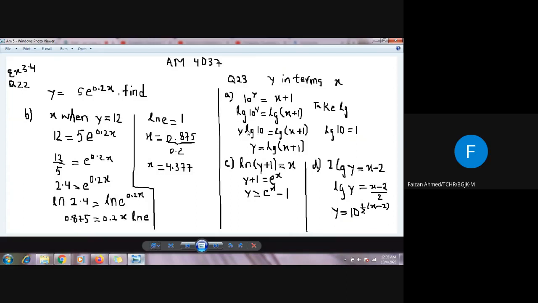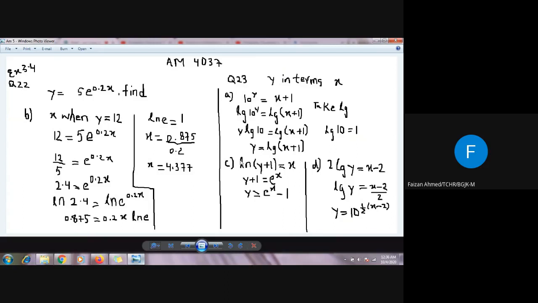This will be y lg 10 equals lg (x plus 1), and I know that lg 10 is log with base 10 and argument 10, which equals 1. So y multiplied by 1 will be y, so y will be equal to lg (x plus 1). This is the required equation because it is y in terms of x, so we will not have to solve it further. This is our required answer.